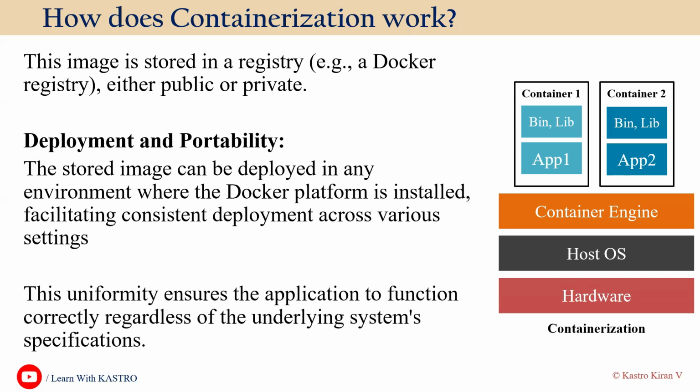Now, this uniformity ensures that the application functions correctly regardless of the underlying system specifications. It doesn't bother about what kind of hardware components you have, or what kind of host operating system you have. Once you have the Docker image, everything will be available in it. Based upon the things available in the Docker image, we are going to create the Docker containers. Once we create the Docker containers, we are going to deploy them on top of the container engine. Once we run the Docker containers, we are going to get the application. These Docker containers, again, we have to deploy in the Kubernetes cluster, and in the Kubernetes cluster, we are going to run our application.